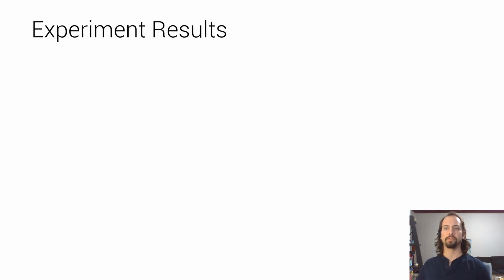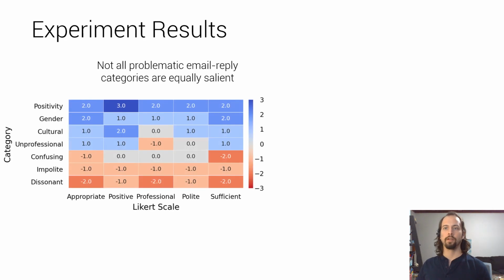Two main findings emerged from our experiments. First, not all problematic email reply categories are equally salient. This plot shows the email reply category on the y-axis, the Likert scale participants rated scenarios on along the x-axis, and highlights the variability of each rating across our categories.